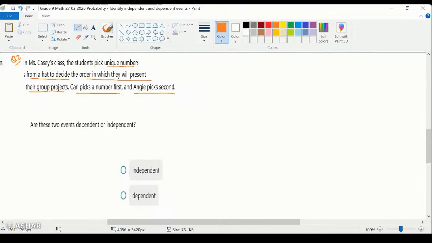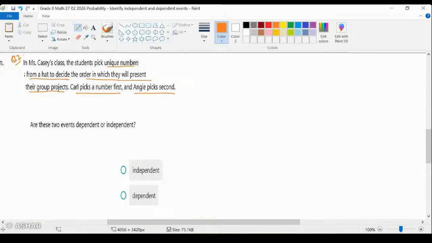If the first student picks a number, would the second student be able to pick the same number? Can two students present at the same time? Would two students be able to present at the same time? No, that's not logically possible, because there would be a clash, right? So whenever the result of the first event does not affect the result of the second event, it's independent.